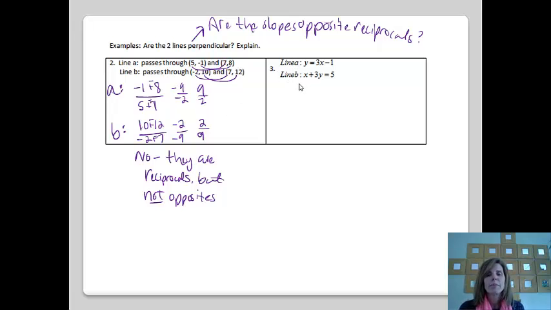Okay, and now if we look at example 3, line A is y equals 3x minus 1, and line B is x plus 3y equals 5. Again, we want to compare their slopes and answer the question, are the slopes reciprocals? Line A is already written in mx plus b form, so the number in front of the x is 3. So we know that the slope of that first line is 3.